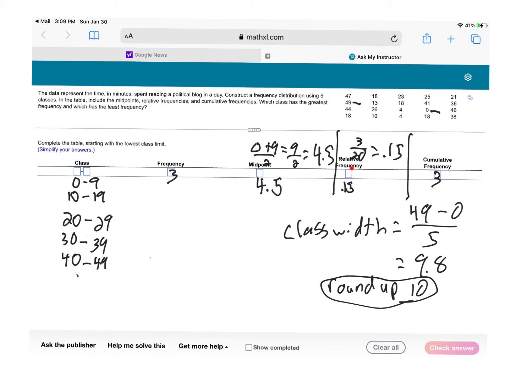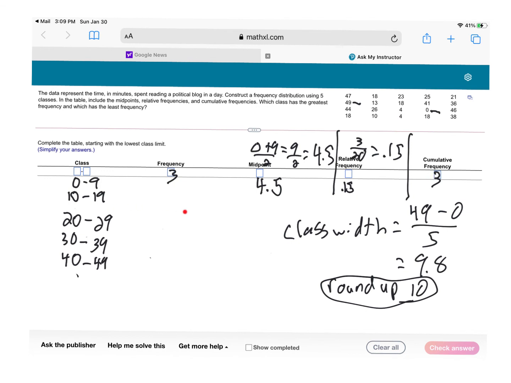The relative frequency, you take the frequency and divide it by how many pieces of data you have. You have 20 pieces of data. So you take 3 and divide it by 20, and that's 0.15. And for cumulative frequency, we just have three pieces of data so far.